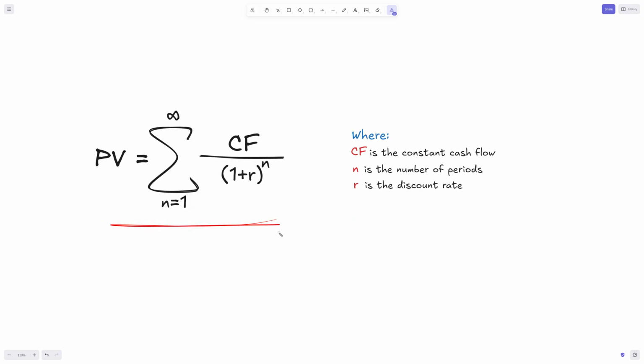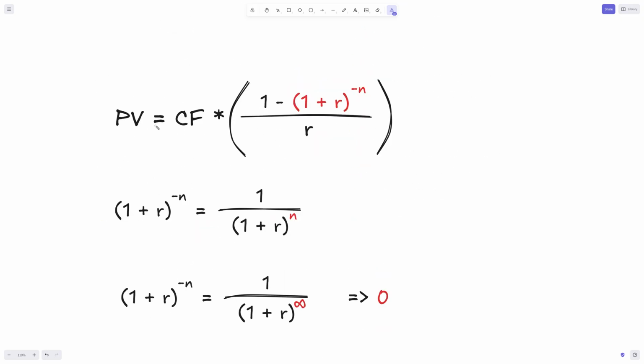There's a way to really simplify this formula. If we look here, we have the present value is equal to the cash flow multiplied by 1 minus 1 plus r, the discount rate, to the power of negative n, the period, over r. And if we only take this portion here, we can present it as 1 over 1 plus r to the power of n. And in the concept of perpetuity, n is infinity. So if we replace infinity here, essentially this becomes infinitely large. So 1 over infinity is essentially 0.